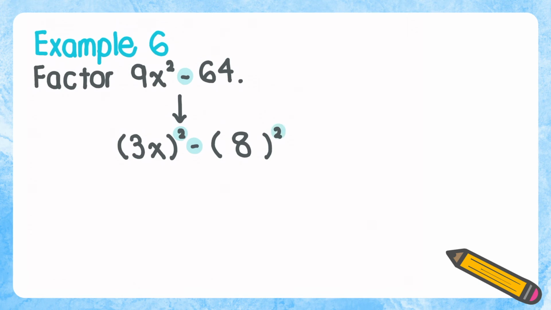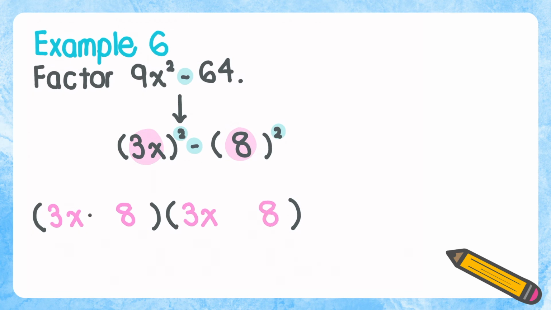And now, since we have the difference of two squares, I'm going to rewrite it in the form that we have been using. So still the same thing, we just had to do a little extra work in the rewriting part. Okay, so the bases of the two terms up here, we have that 3x and the 8. So let me write it down here. So we have 3x plus 8 times 3x minus 8.